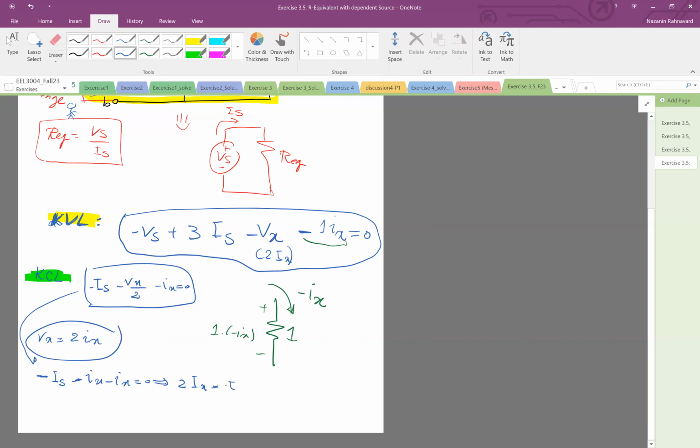2Ix is negative Is. So Ix is minus half of Is. Remember, everything at the end should be Vs and Is, okay? So now I go back to equation number 1 and just replace Ix and Vx. So Vx was also 2Ix, from here, 2Ix, which is negative Is. Good, okay?